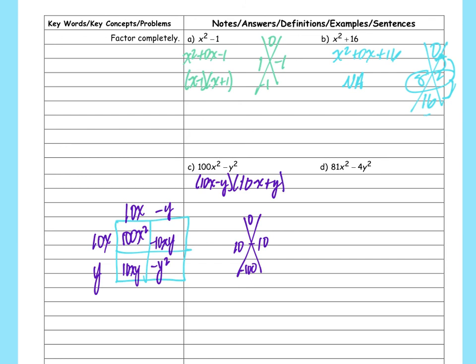And then the last one is 81x squared and 4y squared, and it needs to add to be 0 again and multiply to be, I don't know, because I didn't figure out what 81 times 4 was. 81 times 4, oh, that is not the right answer. 324. 324, good question.